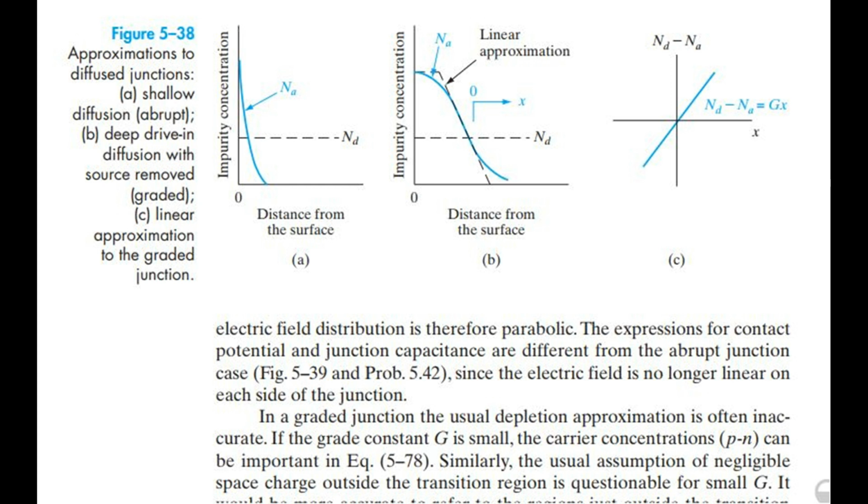Figure 5.38: approximations to diffused junctions. A. Shallow diffusion, abrupt. B. Deep drive-in diffusion with source removed, graded. C. Linear approximation to the graded junction.